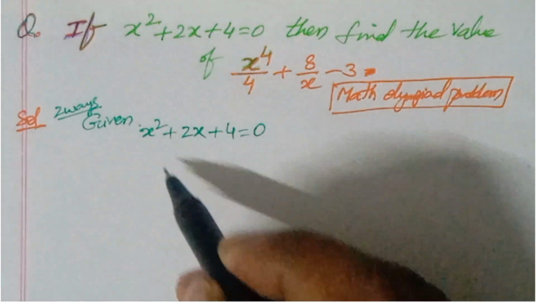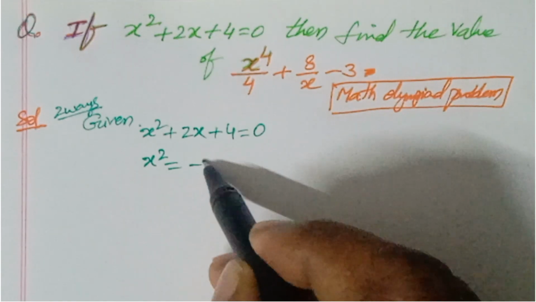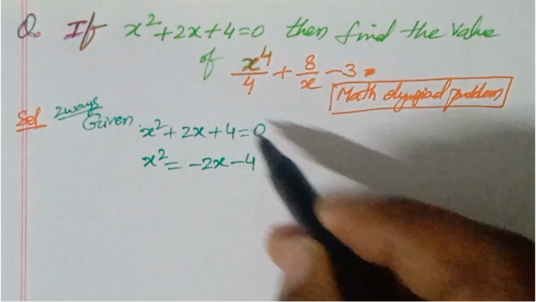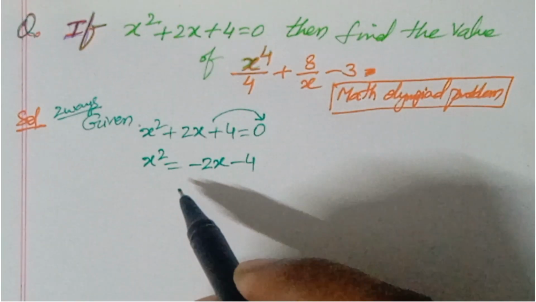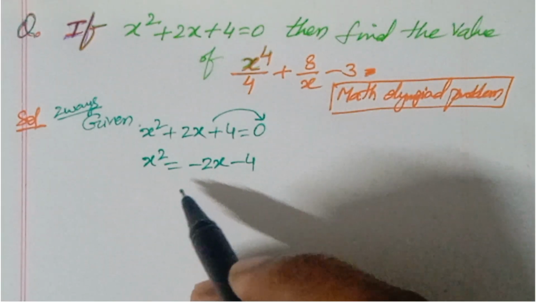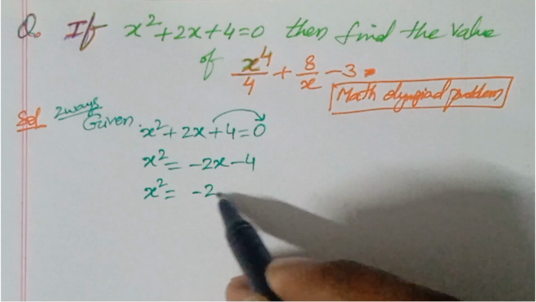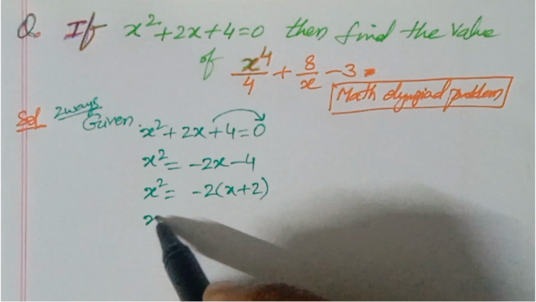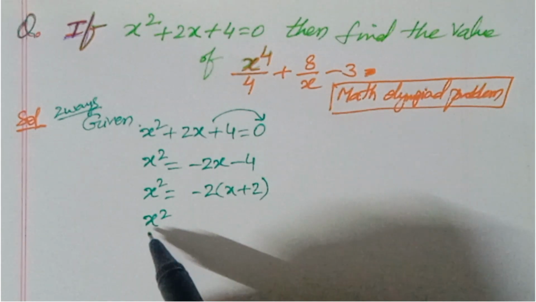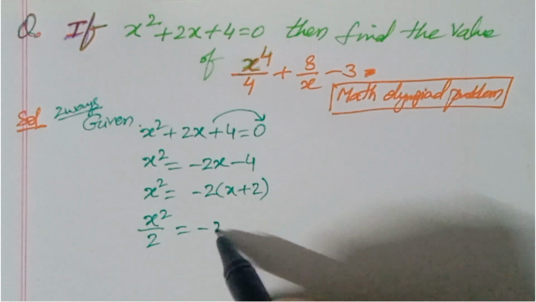So here you can write it as x square is equal to minus 2x minus 4, sending the terms to that side. So x square is equal to minus 2 of x plus 2, taking minus 2 common. So x square by 2 is equal to minus of x plus 2.